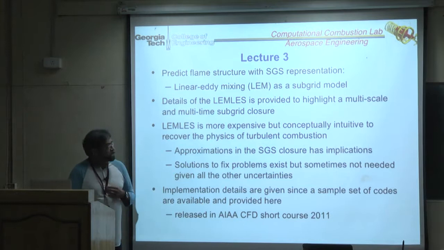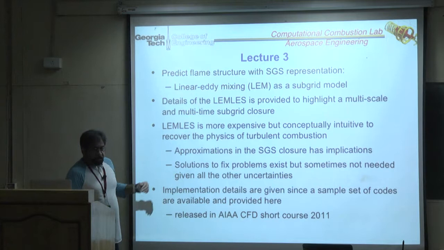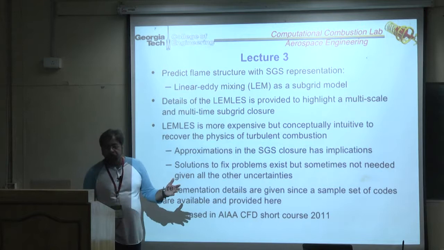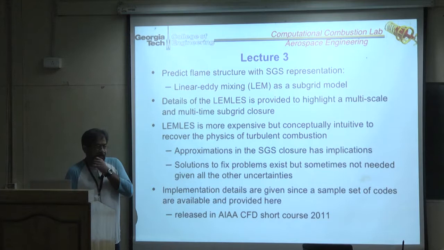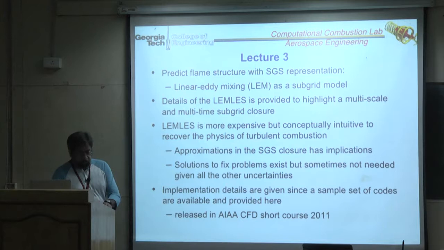But essentially, the idea is to look at the multi-scale nature of turbulent combustion. As you know, turbulence already has a bunch of scales. Combustion also has a bunch of scales. And typically, combustion occurs at scales in LES which you cannot resolve. You cannot have the grid to resolve the flame structure in a typical LES. So how do you bring in what you cannot resolve in a way that you can predict the structure accurately without making too many assumptions? That's one of the challenges for subgrid modeling.